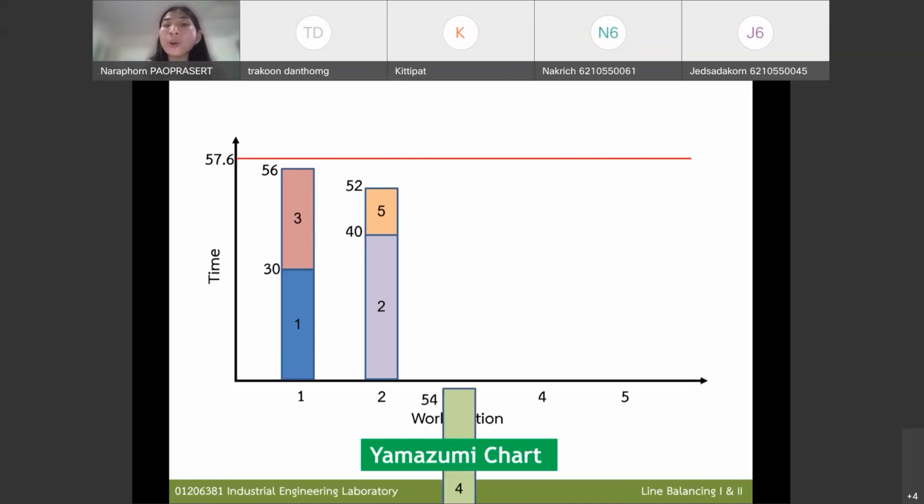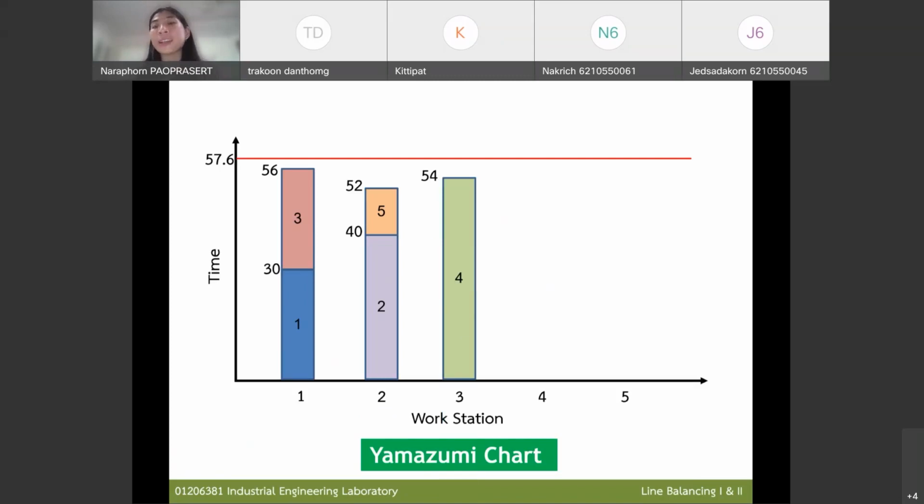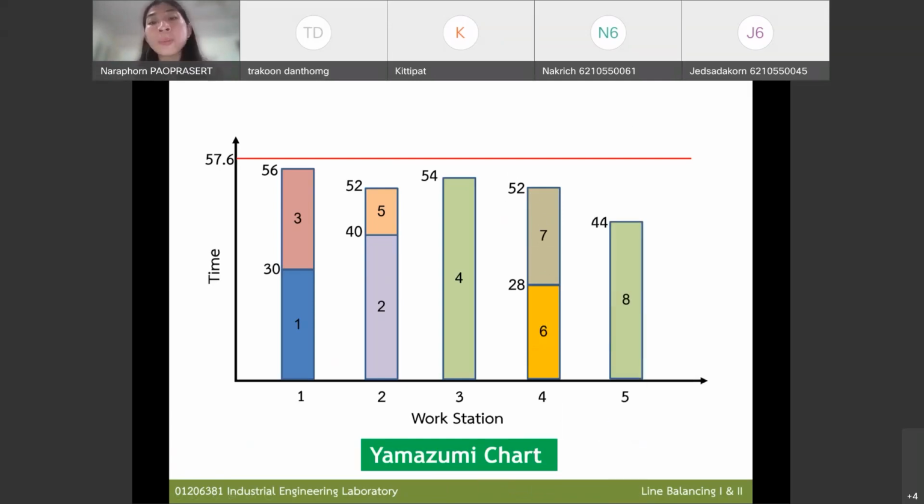In the third station, your only option is task number 4, which has not yet been selected. Task number 4 takes 54 minutes, and you're not going to add anything else. Then we move to station number 4, which has tasks 6 and 7, making 52 minutes total combined. And the last one is task number 8 in station number 5, which takes 44 minutes. So this is how you allocate tasks to the workstations.